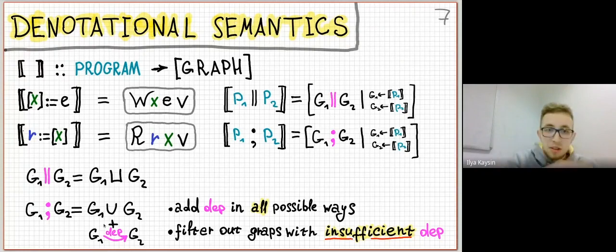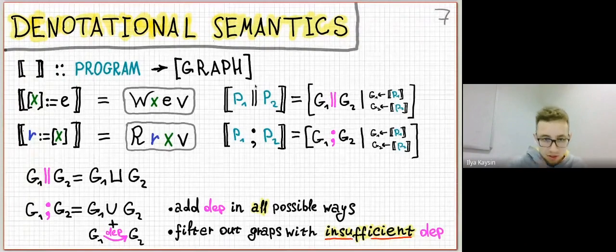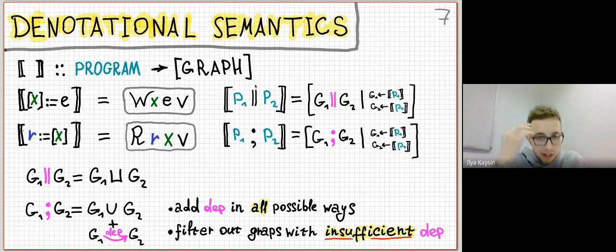So let's just do it in all possible ways. Remember that we return a list of graphs, so we can just choose how we add dependencies non-deterministically. So let's just add them in all possible ways. And then we filter out graphs that don't have enough dependencies. So in our consistency predicate, we look at the graphs and have another axiom that says whether the graph has enough dependencies or not.